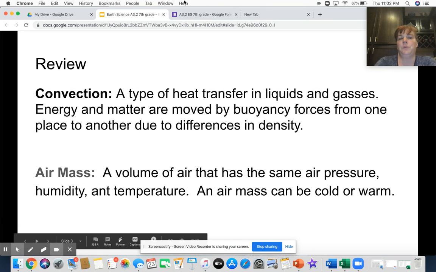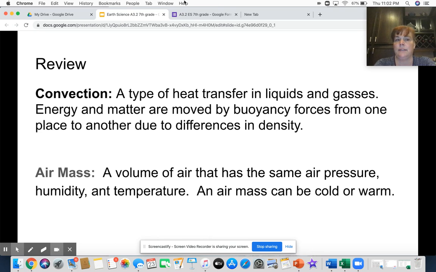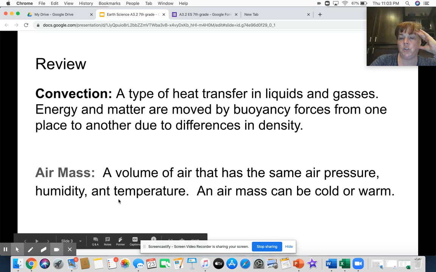Okay, so quick review. Convection is a type of heat transfer in liquids and gases. For most of these lessons, we're going to be talking about it in gases. Energy and matter are moved by buoyancy forces from one place to another due to differences in density. Remember, buoyancy means to be able to float. And so if it has a higher buoyancy force than another, one will float over another. An air mass is a volume of air that has the same air pressure, humidity, and temperature. An air mass can be cold or warm.